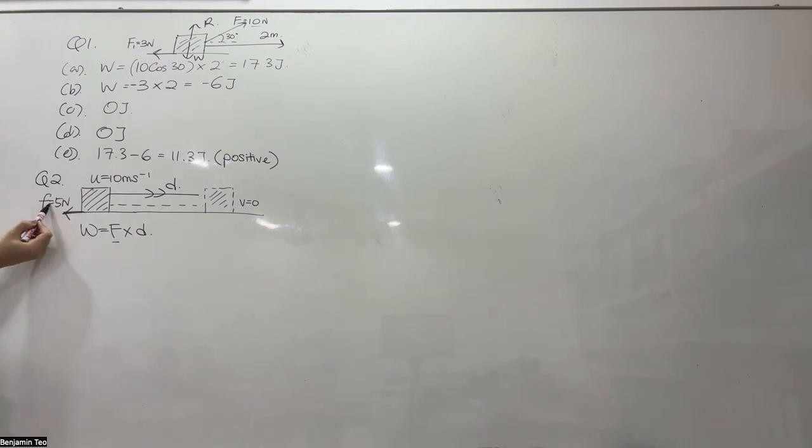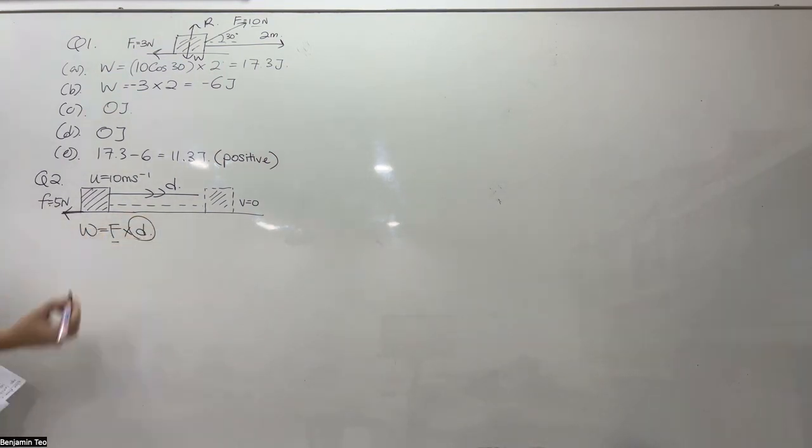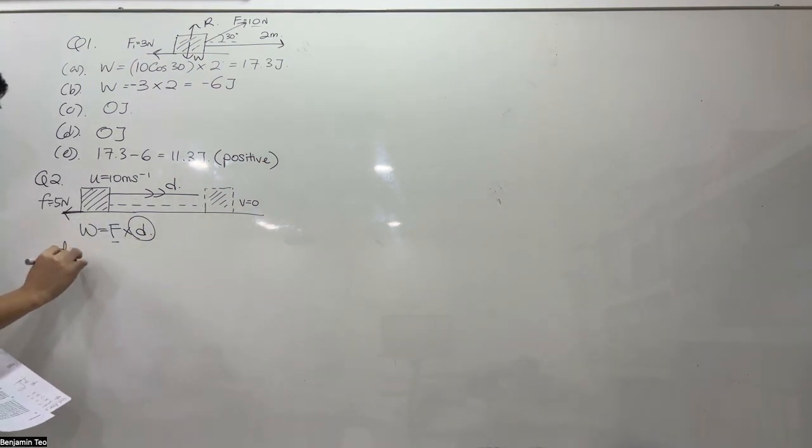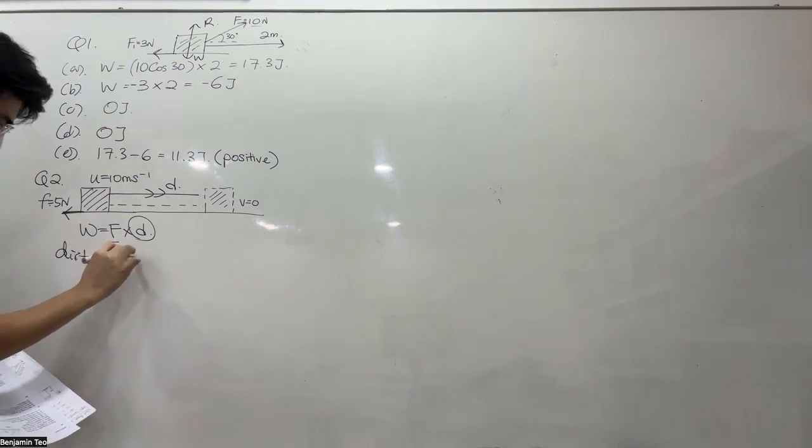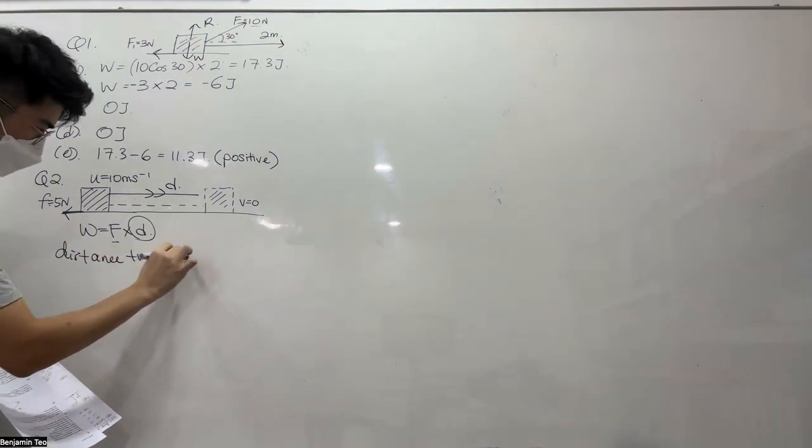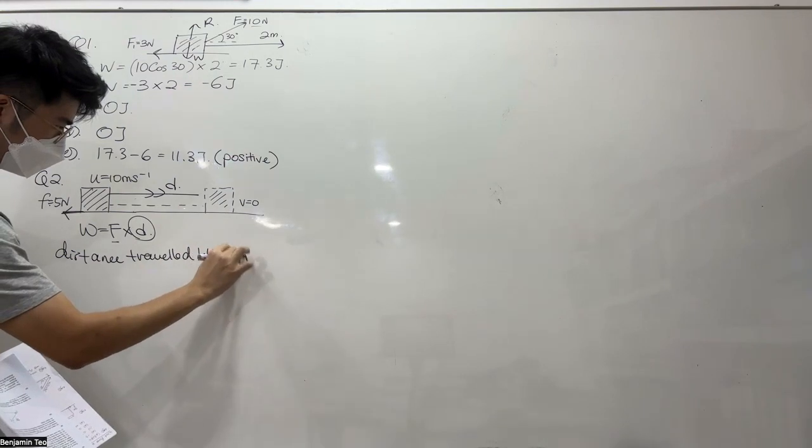Distance travel is this one, horizontal, but it's not given, huh? We know the force is this one, 5 Newton, okay? So that means, can we find the distance first? Can we find the distance first? Okay, distance traveled before stop.